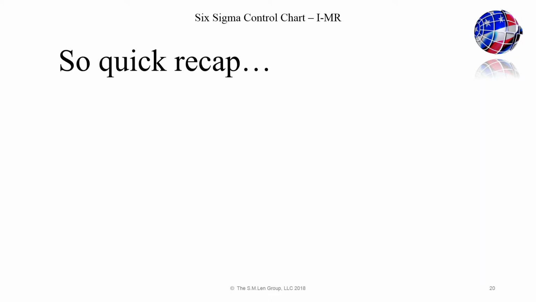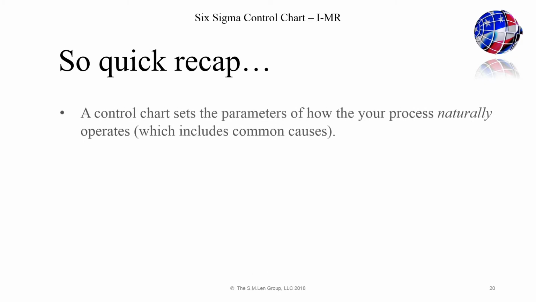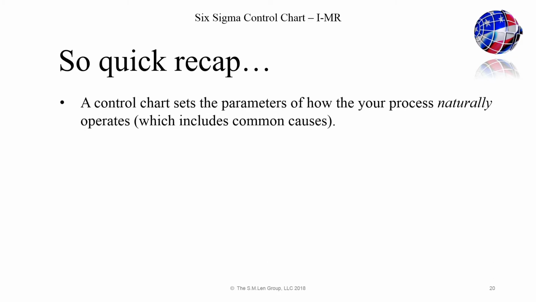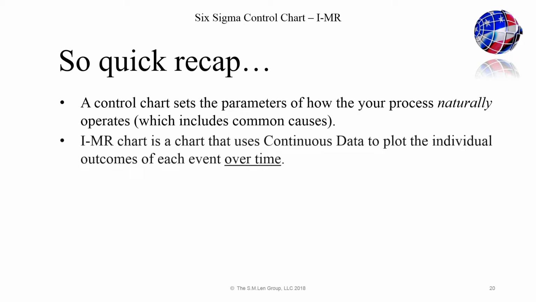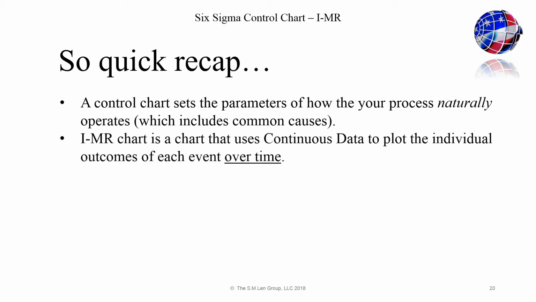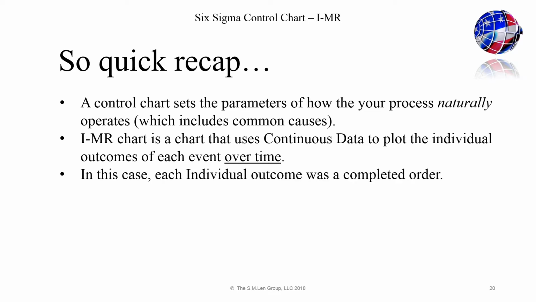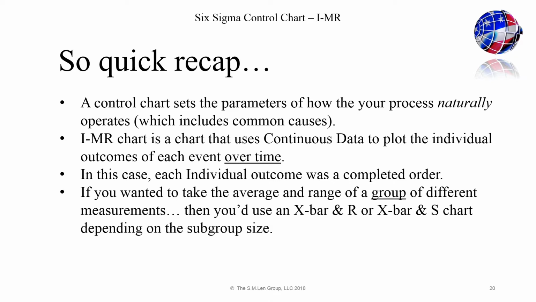So quick recap. A control chart sets the parameters of how your process naturally operates, which includes common causes. An IMR chart is a chart that uses continuous data to plot the individual outcomes of each event over time. In this case, each individual outcome was a completed order time. If you wanted to take the average and range of a group of different measurements, then you use an X bar and R or X bar and S chart depending on the subgroup size.